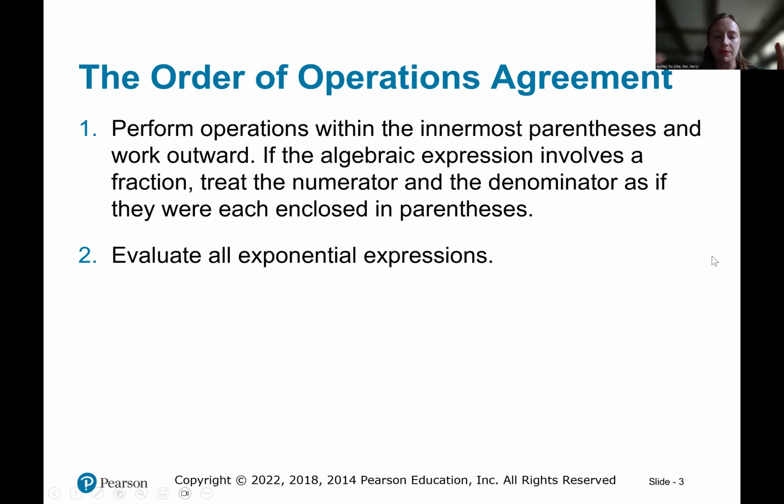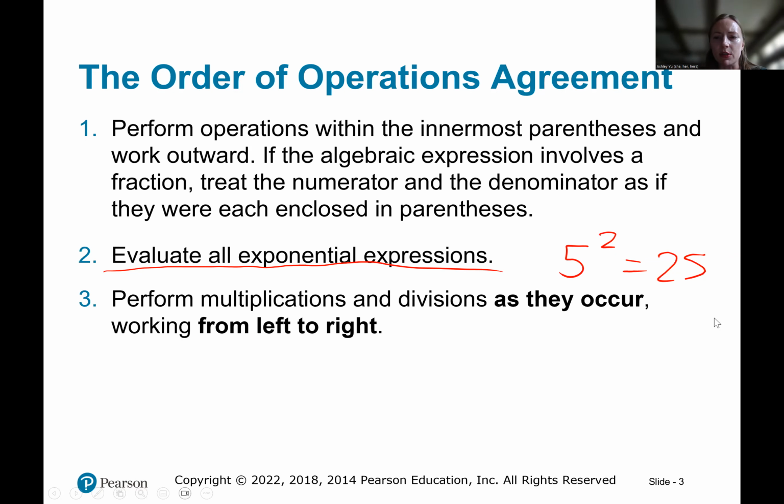So once you've simplified parentheses, and if there is a fraction, you would simplify the numerator and denominator separately. If those are taken care of, or maybe they don't even apply to your current problem, then you would evaluate all exponential expressions. So scan everything in the expression and see if there are any exponents. If there are any exponents, try to evaluate them. So if you saw 5 to the second power, replace it with 25, just evaluate what it is. And then you can move on to the next step, which is perform any multiplication and division as they occur, working from left to right.